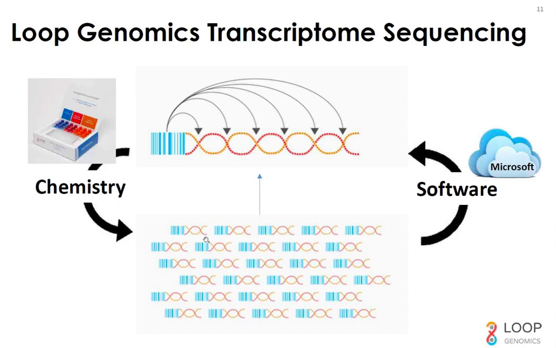I'll repeat that. We take all the short reads that share the same UMI, the same barcode, and we use our software in order to de novo reconstruct computationally the sequence of the original long RNA molecule that was tagged by that UMI. And that, in a nutshell, is how we're able to accomplish long read sequencing using a short read sequencer.